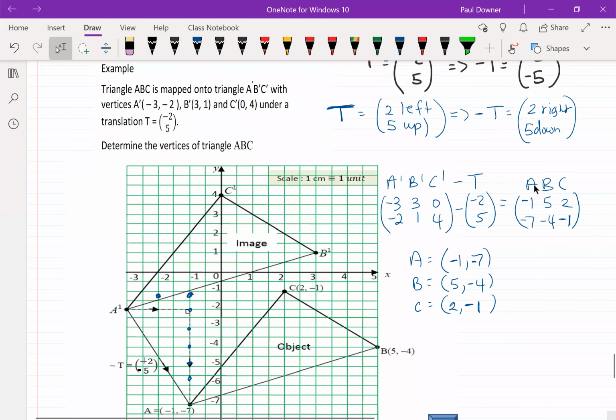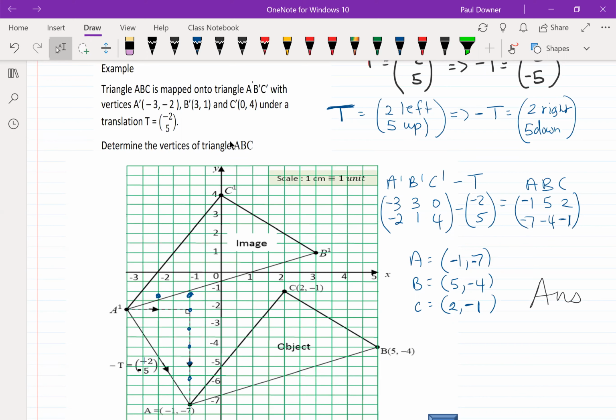So A cannot be left like this because for a point, I need to express it as coordinates. So make sure to put it horizontally. So A would be minus 1, minus 7. B, 5, minus 4. C, 2, minus 1. And this would be the answer that they wanted for this question if you had to do a calculation method, or they give you a choice. So if they tell you determine, that means you have a choice.